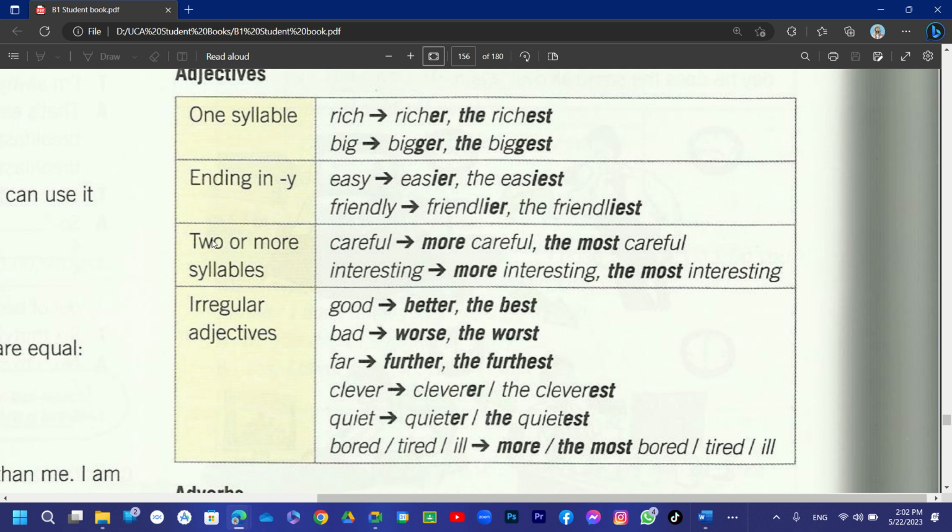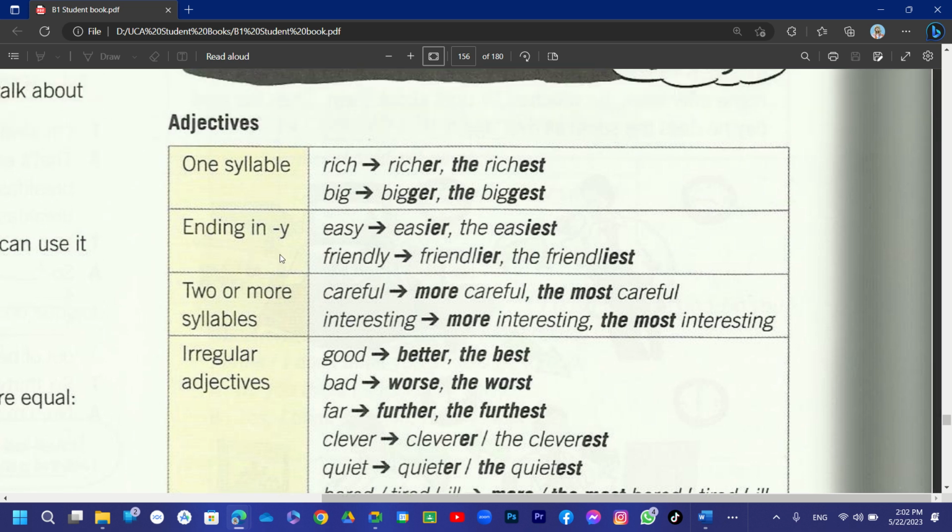But then you come to adjectives that are two or more syllables, but they don't end in y. So they are like careful, right? It changes to more careful and the most careful. And interesting changes to more interesting and the most interesting.